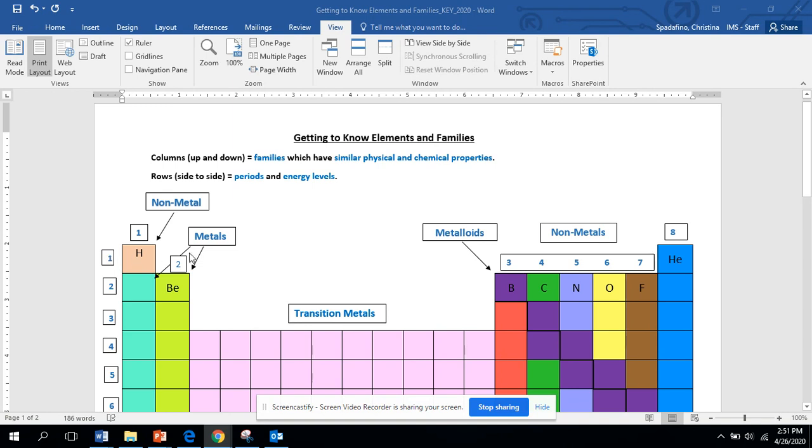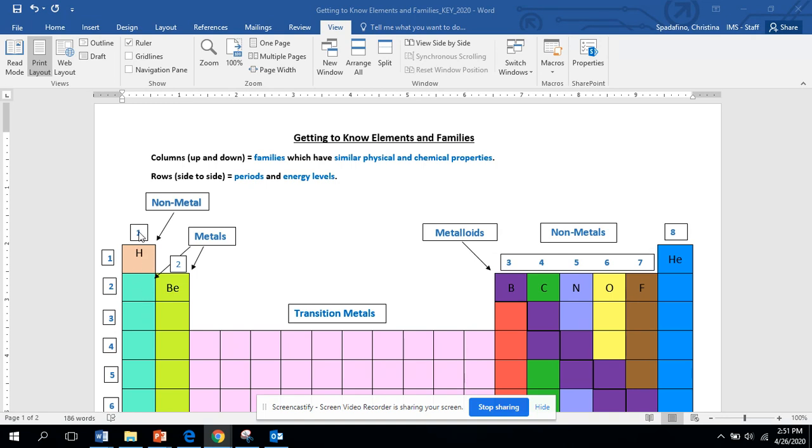Our rows, so hydrogen and helium are their own row. These are called periods. They go side to side, and these periods have the same energy levels. And as we get to the Bohr model, that'll become a little bit more apparent what these energy levels, these orbitals are. All right, so let's start with our first column.